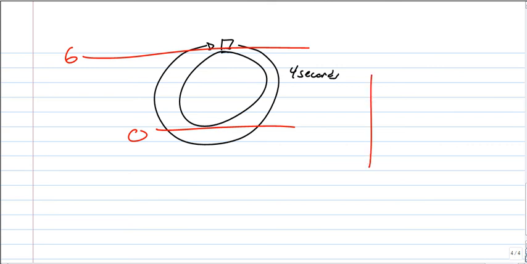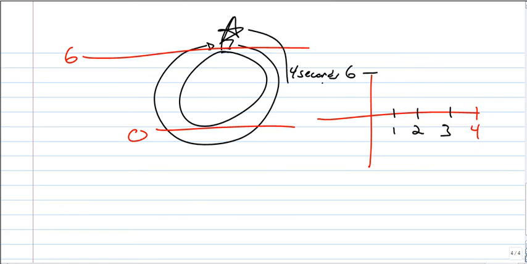So if you think about what this graph is going to look like, here's 4 seconds. You start at a height of 6 up here. After 1 second, that's a quarter of a revolution, you should be at a height of 3. 1 second, height 3. 2 seconds, you're down at the bottom here. And then you're back up to 3 right here. And you're back up to 6.